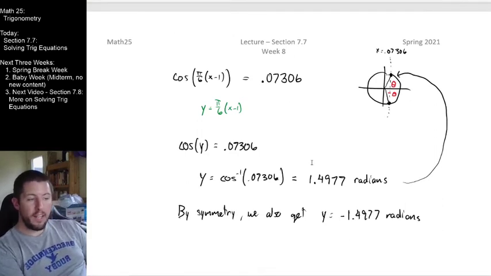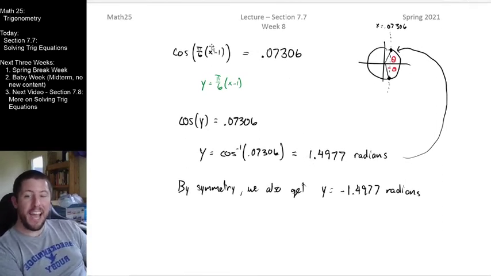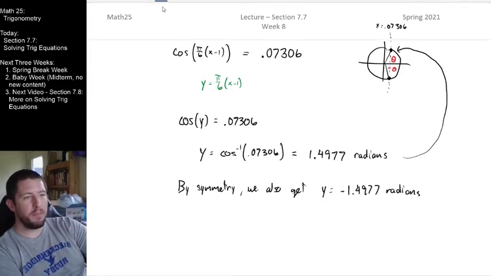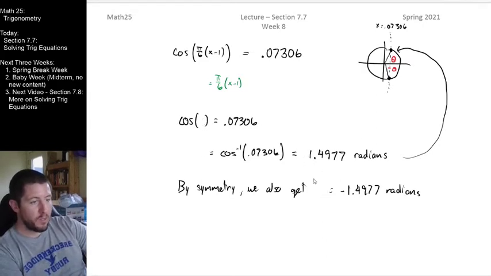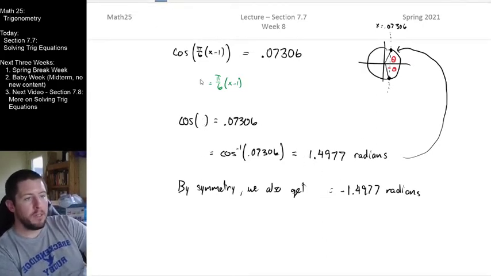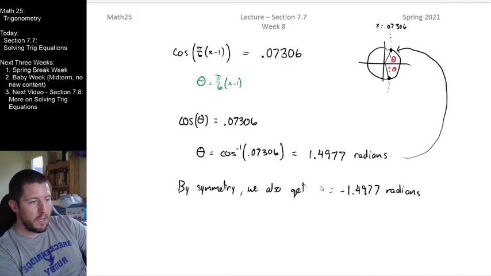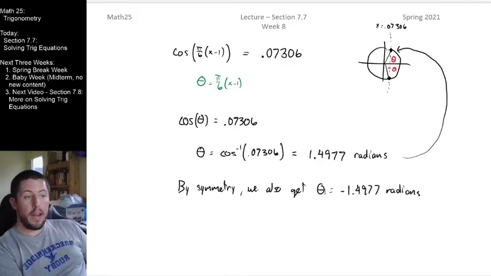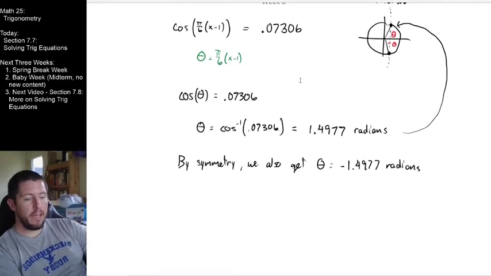So what I don't want is a y solution. What I want is an x solution. Oh, y was a bad variable name considering we already had that used up top. See, I knew I was going to make a mistake I didn't want to make. That's okay, this one's just a naming mistake. I'm just going to name this thing theta instead, since we haven't used a theta yet in this problem. So theta equals 1.4977 and theta equals negative 1.4977. What I now want to do is convert theta back into x.